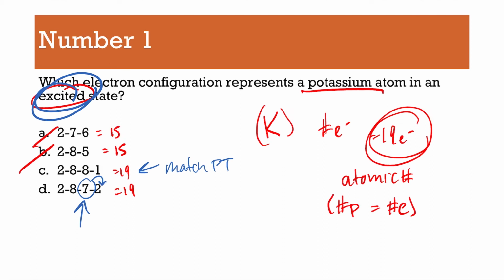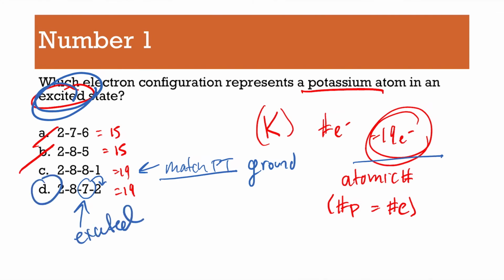So first, figure out how many electrons it should have. Does it match the periodic table? If it does, that's what we call the ground state. And if it has the same number of electrons but in a different order, that is excited state. So your answer would be D.